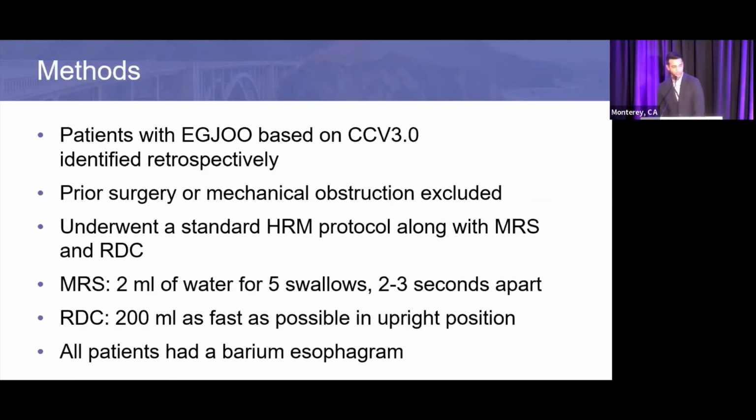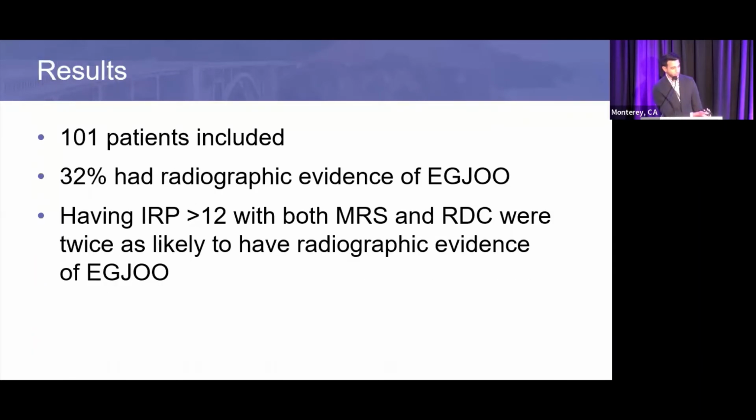This was a retrospective study where they looked at patients with EGJ outflow obstruction based on the earlier Chicago classification version 3. Prior surgeries and mechanical obstructions were excluded. These patients underwent a standard high resolution protocol along with the MRS and RDC. The multiple rapid swallowing was 2 mLs of water for 5 swallows, 2 to 3 seconds apart. The RDC is 200 mLs as fast as possible in an upright position. All of these patients had a barium esophagram as well.